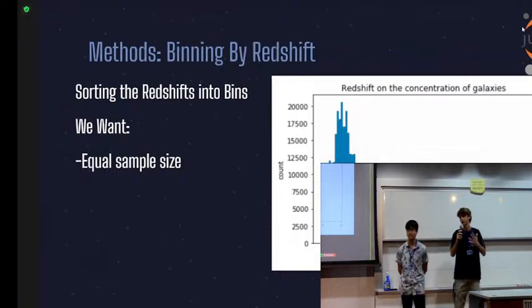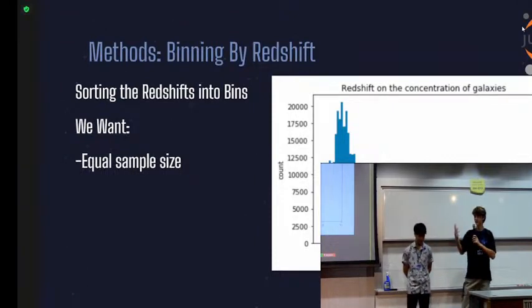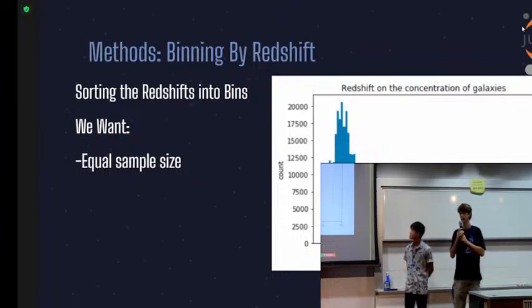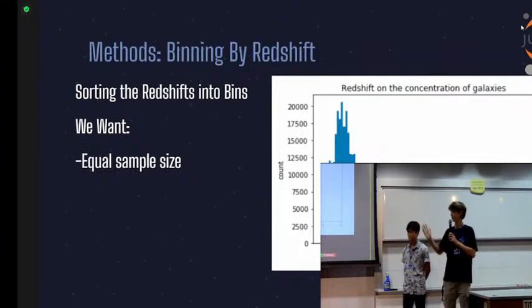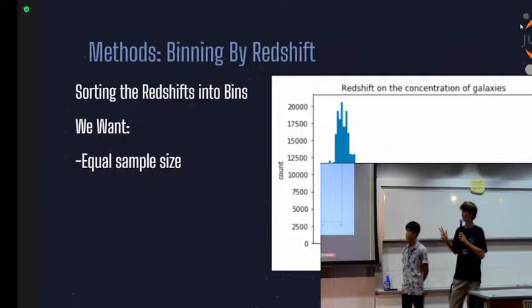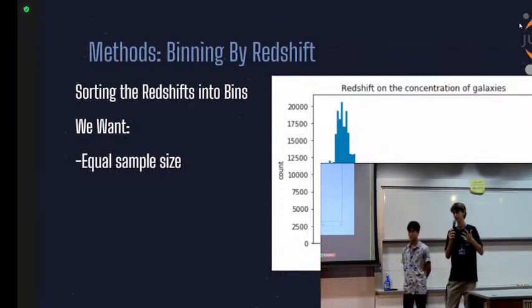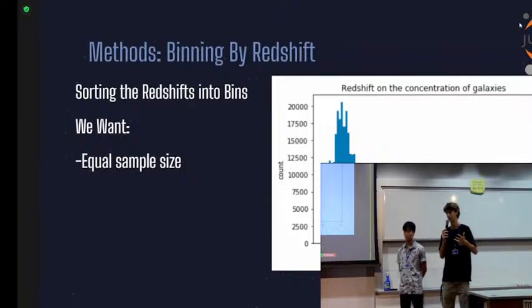When we first wanted to start looking at the effect redshift had, we came up with this distribution of the redshift in our data set. As you can see in this graph, it is significantly skewed towards the left-hand side. This shows that within the lower redshifts, you have a significantly higher concentration of galaxies. Because we didn't want the skewed redshift to correspondingly skew our results, we decided on binning, or placing the redshift into bins, with smaller bins in the lower redshifts and bigger bins in the higher redshifts, so that we could get equal sample sizes. This would really help to normalize our results and allow us to reach the conclusions that we wanted to reach.